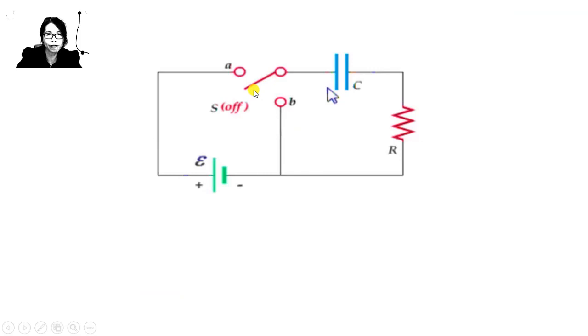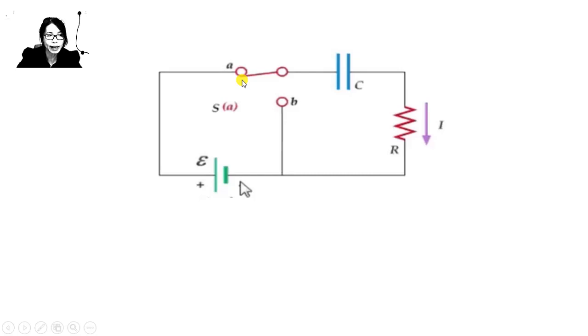Sometimes these two charging and discharging circuits can be combined into one with a switch that we can flip between position A and position B, as shown in this figure. As the switch is flipped to position A, we will get a circuit that is composed of a battery, a resistor, and also a capacitor, as I trace out here.